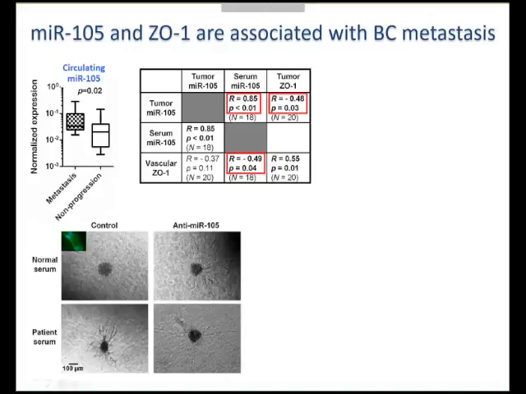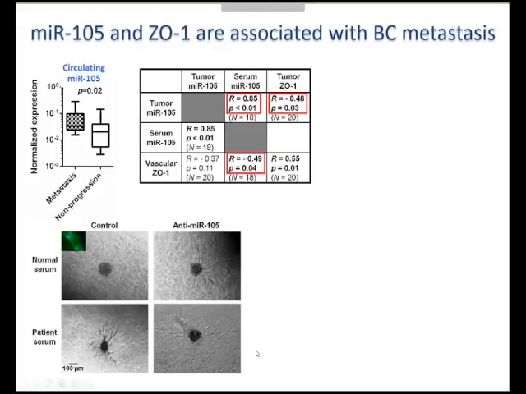So we used the case of patient serum that is high in miR-105, and comparing to the control normal serum, we do see the regression of these branches from these endothelial clusters. And if we pre-transfected the endothelial cells with anti-miR-105 so that they're resistant to miR-105 induced effect, we do see resistance of endothelial cells to patient serum.